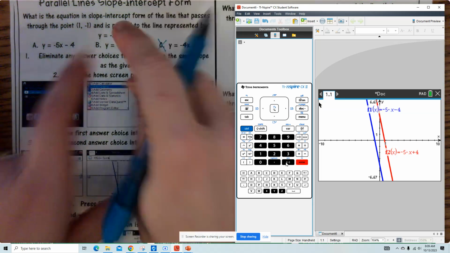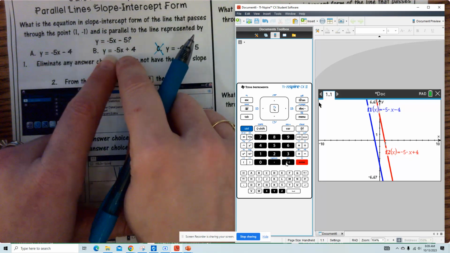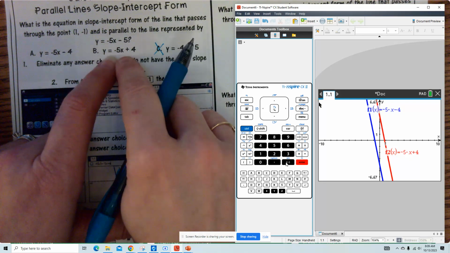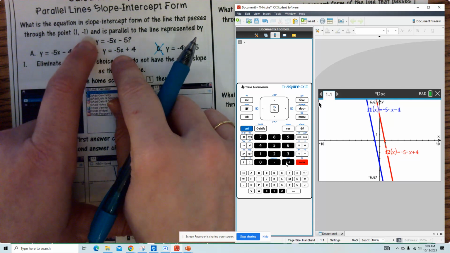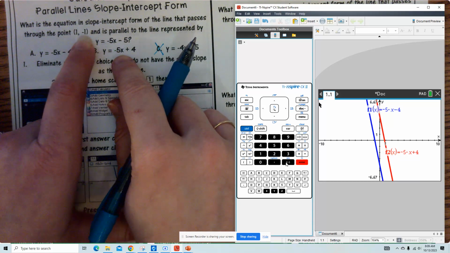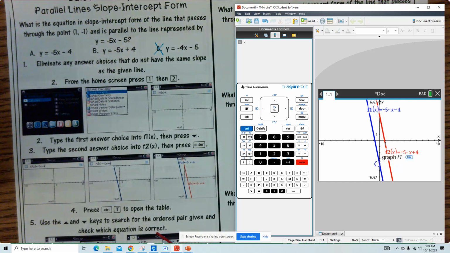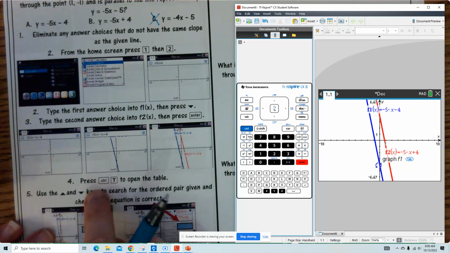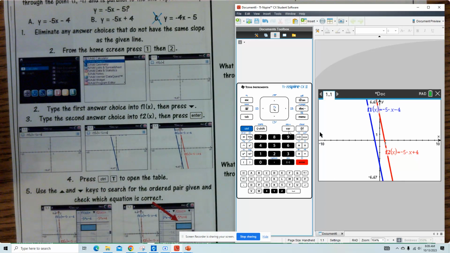So all of these lines are parallel. This one, this one, and this one, they're all parallel. What we're looking for, though, is which one of these answer choices goes through this point. So once we graph them, we can pull the table up. Control T is how you pull this table up.